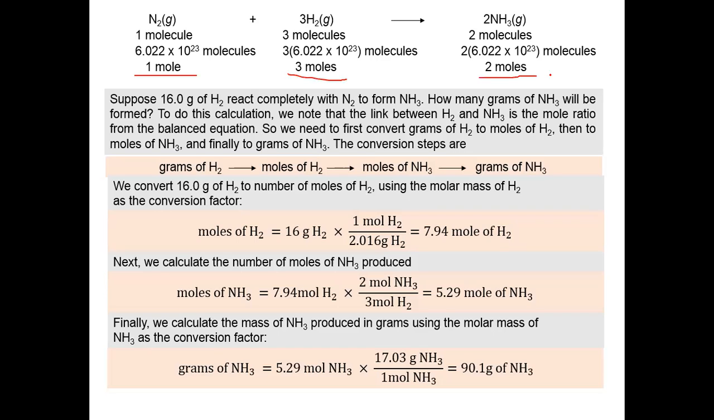Now we have a question. Say we have 16 grams of hydrogen, which completely reacts with nitrogen to form ammonia. It asks how many grams of ammonia will be formed. This is what we need to find. Okay, so we know only the initial amount of hydrogen. Now let's think about this and discuss how to find it.